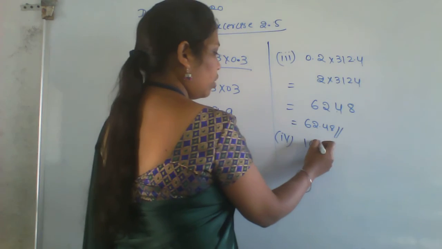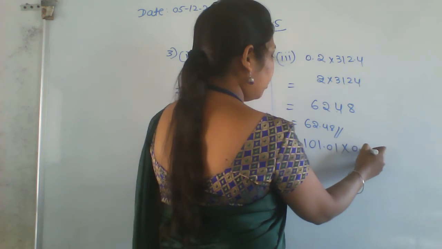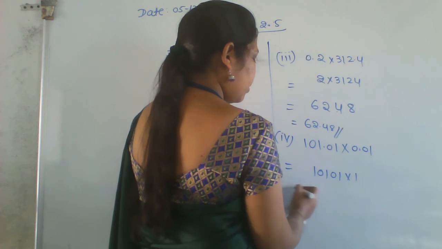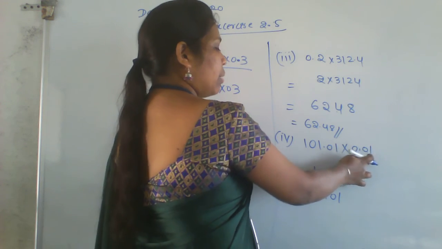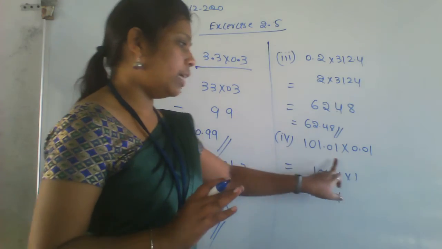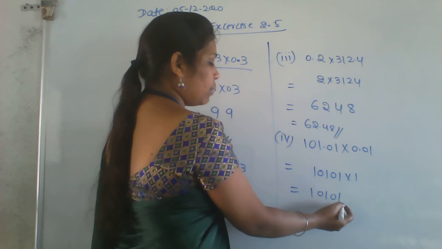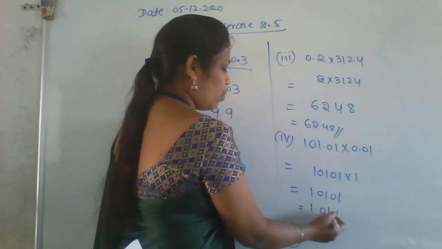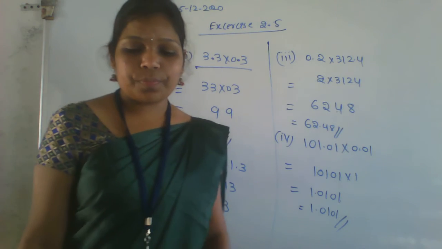Next, 101.01 into 0.01. Answer is 1. So multiply here, you will get a 0 1. Like this only. Here 2 numbers, here 2 numbers. How many numbers total? 4. Here 2, here 2. Means 4. After 4 numbers you have to keep a decimal point. It's 1, 2, 3, 4. 1.0101 is the answer. Okay.